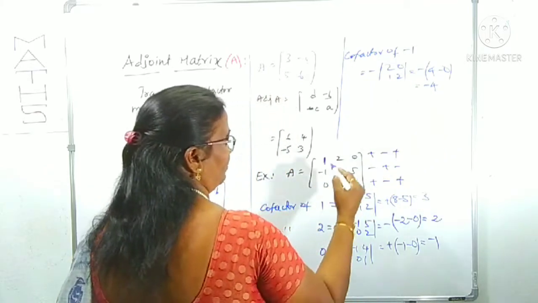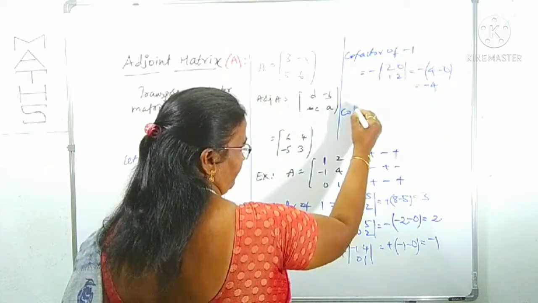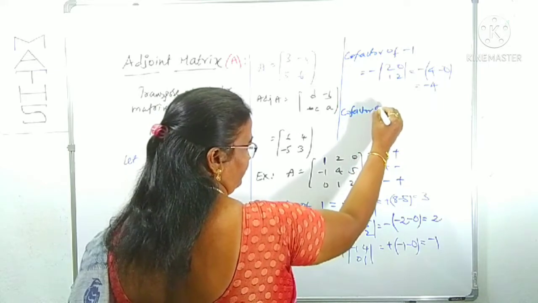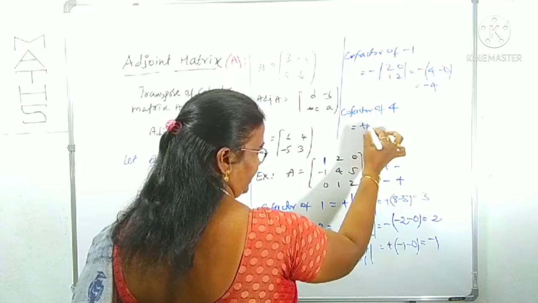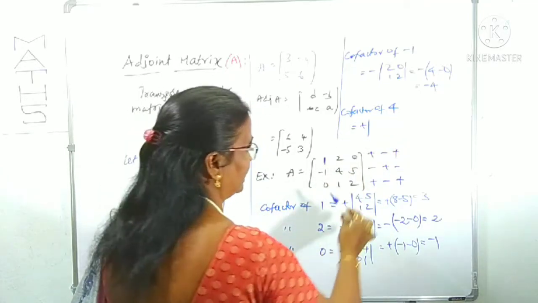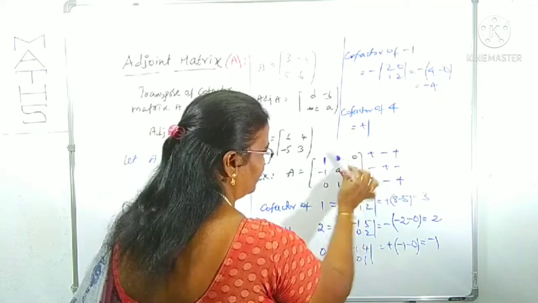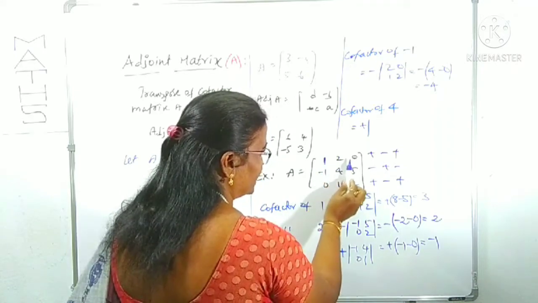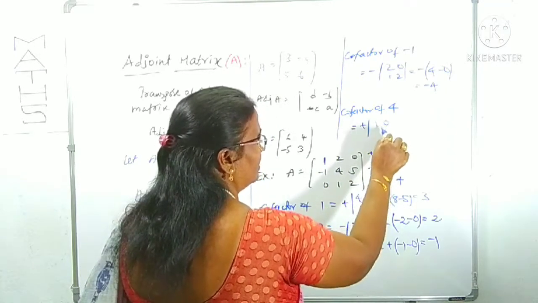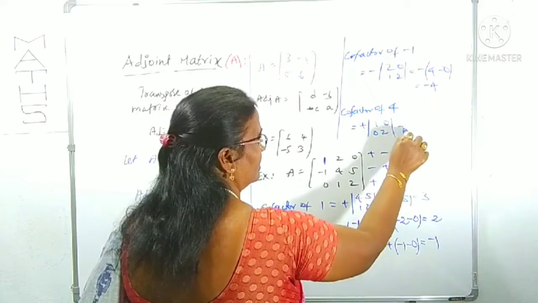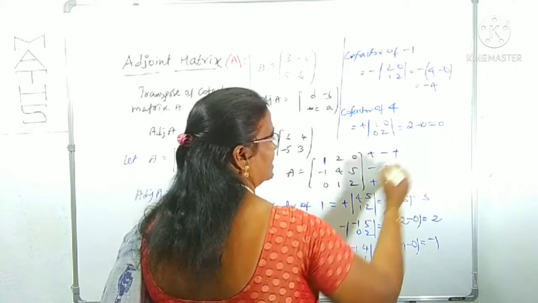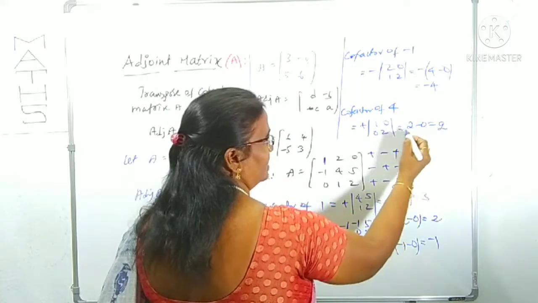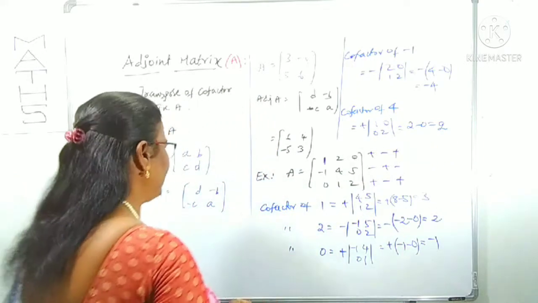Right. Next, cofactor of 4. For 4 we can use plus sign: plus of determinant. Where is 4? Second row, second column. After closing these, what are left over? 1, 0, 0, 2. Its determinant is 1 into 2, 2 minus 0 is 2. So minus 4 is over.